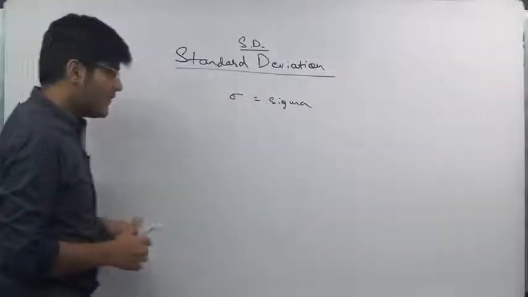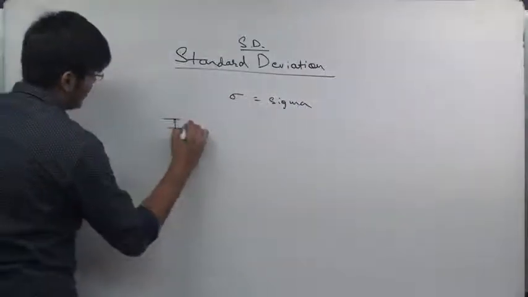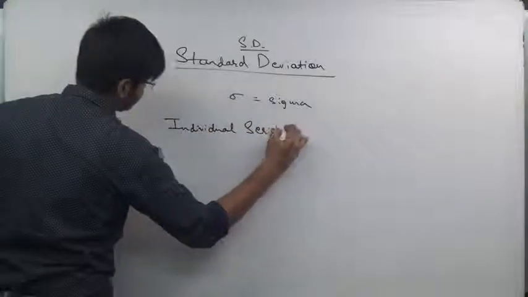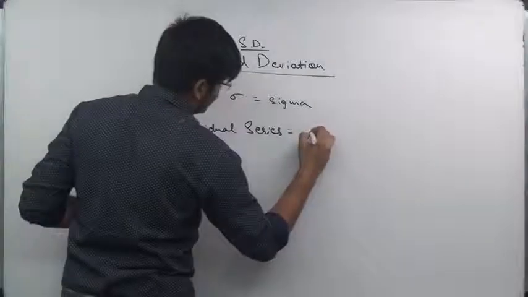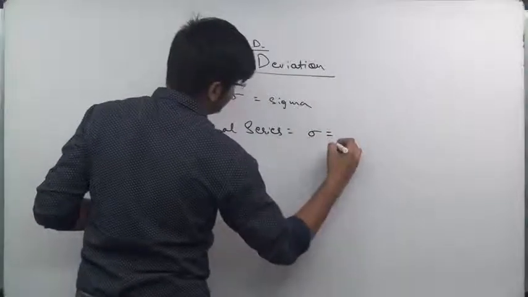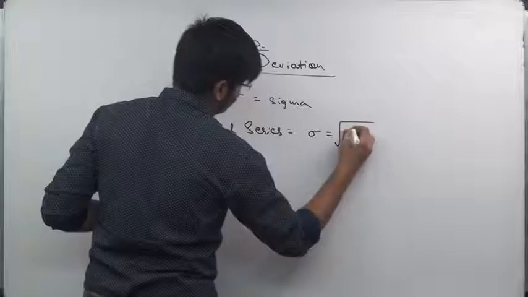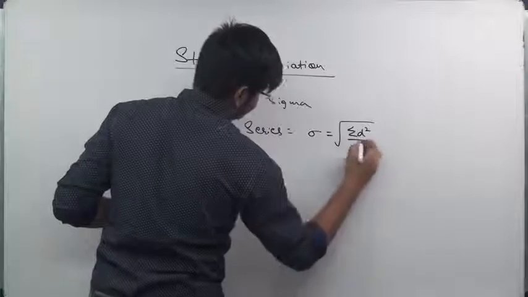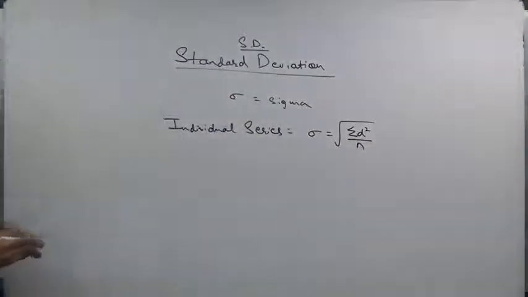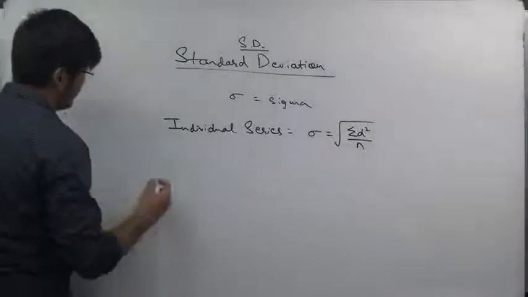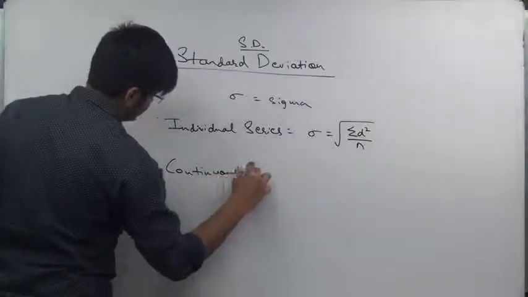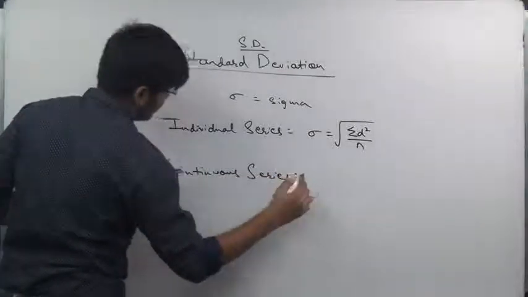So the first formula that is applicable for individual series is: standard deviation is equal to root over summation d square by n. This is the first formula, and the second formula is for continuous series or grouped method, whatever they call it.